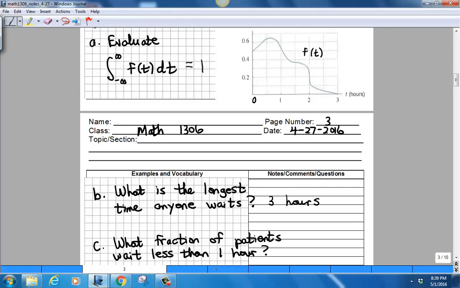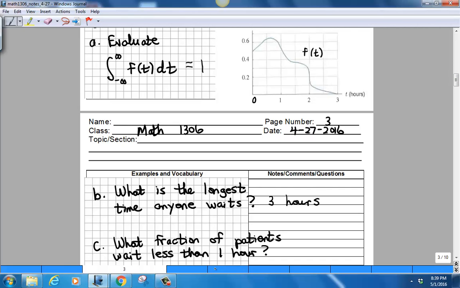3 hours. Okay. Of course, the least amount of time anyone can wait is 0, right? So that's why the density function begins at 0. All right, so that's not a very interesting application of the density function. Let's take a look at a more typical application of a density function, which would be something like this.